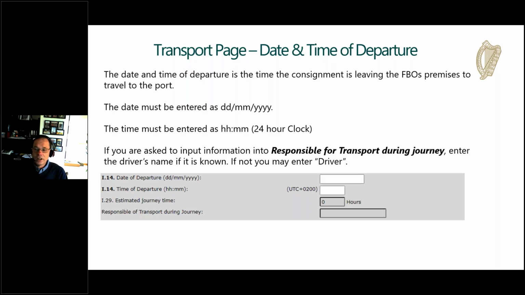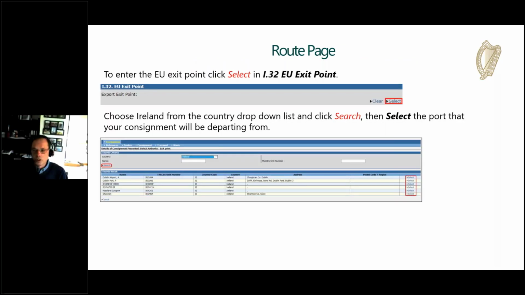We've now moved to the route page. To enter the EU exit point, click select in 1.32 EU exit point. Choose Ireland from the drop-down list and click search. Then select the port that your consignment will be departing from.